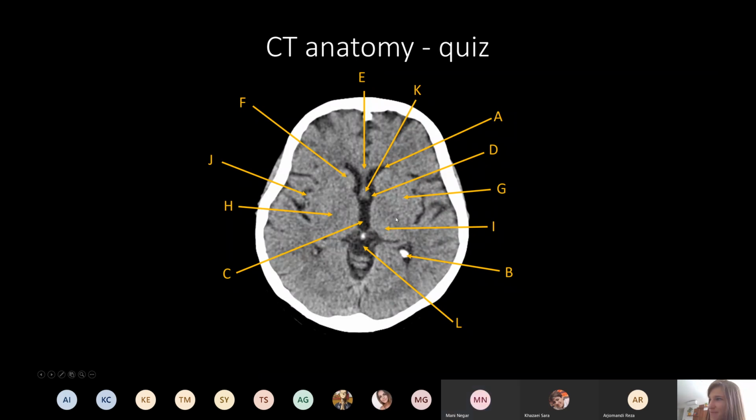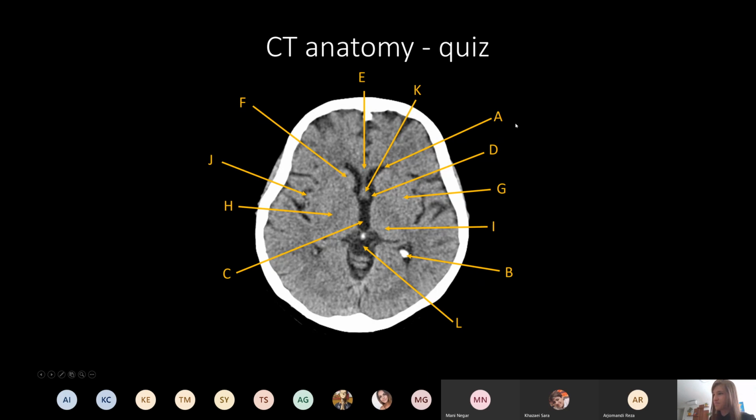What is I? The I is the thalamus. J. Insula, maybe. Yes. And K is the fornix. I'll just tell you. And L is the quadrigeminal cistern.